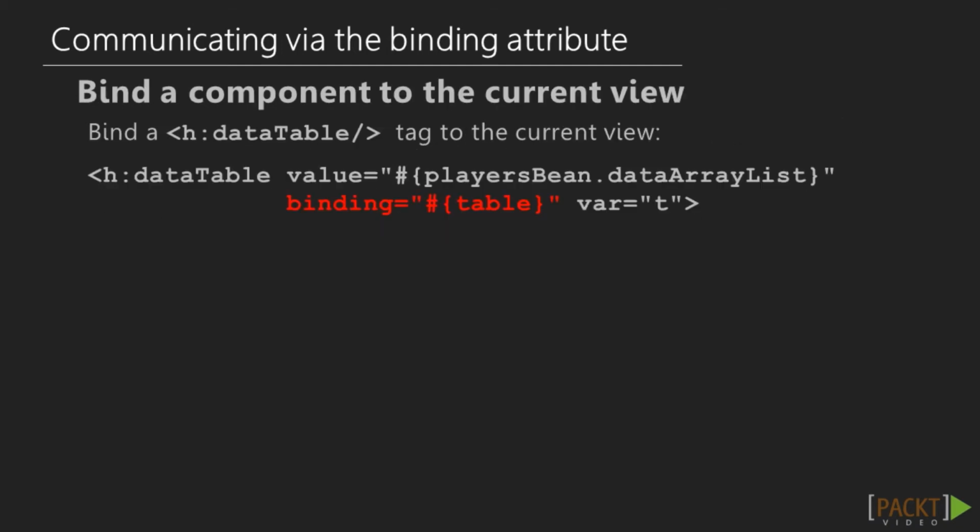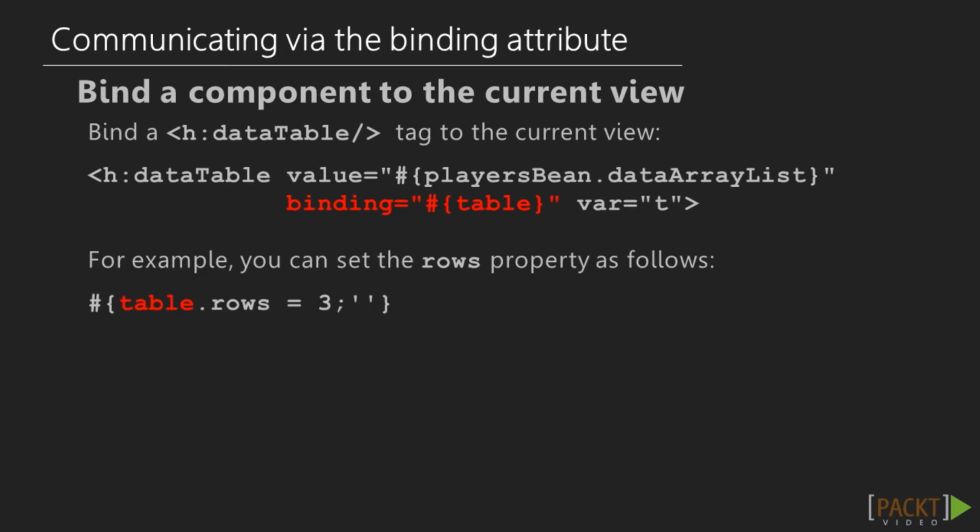For example, a data table tag has three useful properties: first, rows and row count. If we bind a data table tag to the current view, then outside of this component, we can access these properties as shown here. For example, we can set the rows property as follows. Or we can display the row count and first properties as follows.